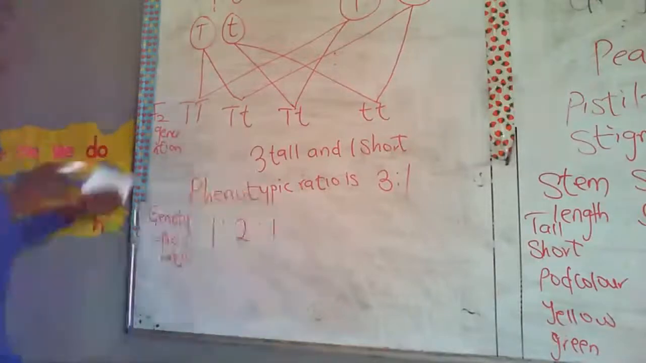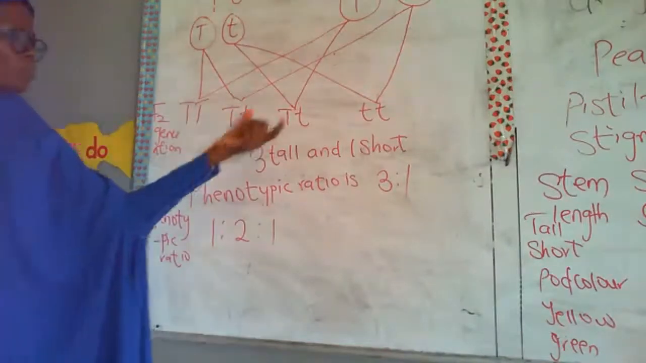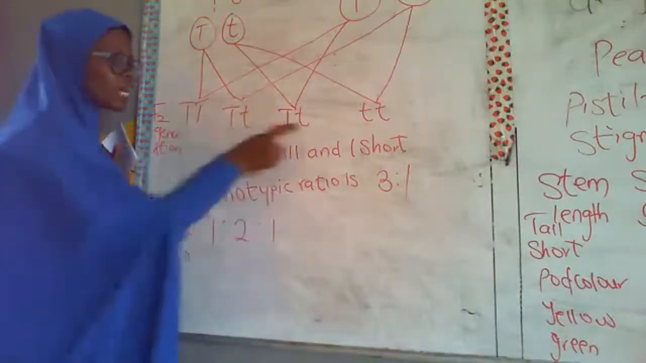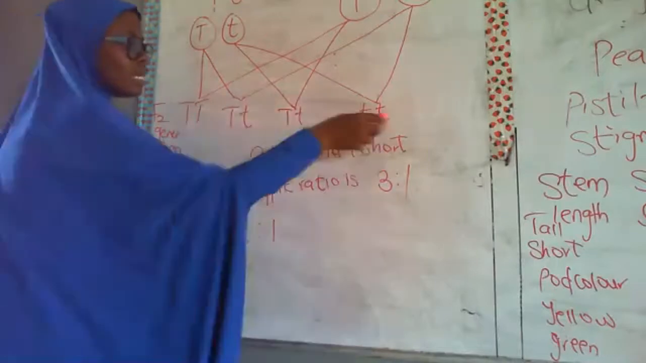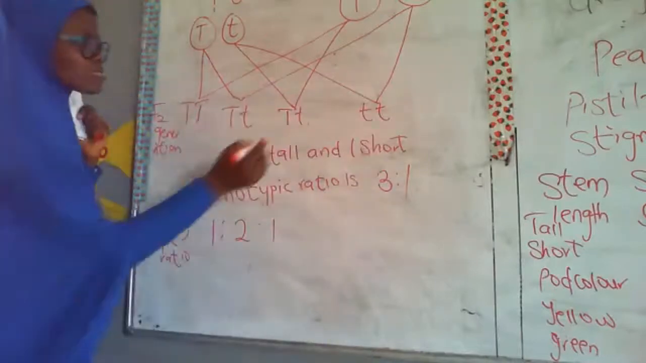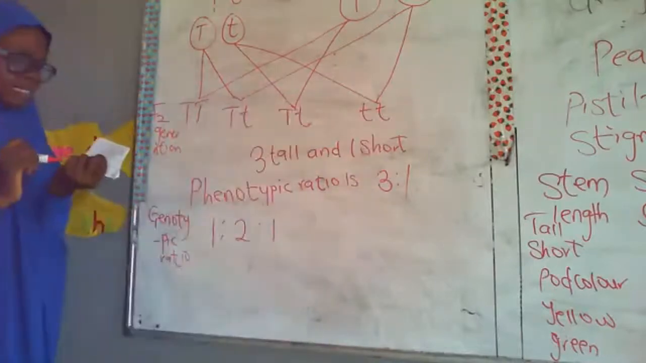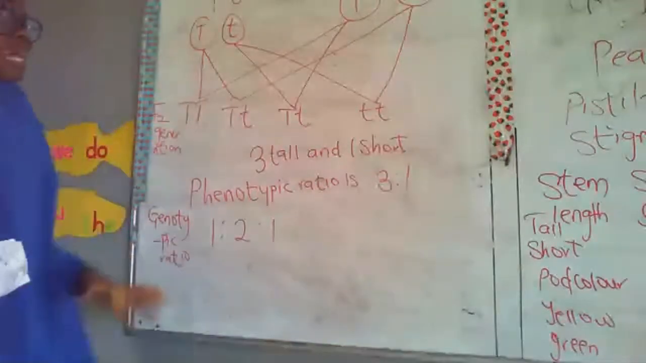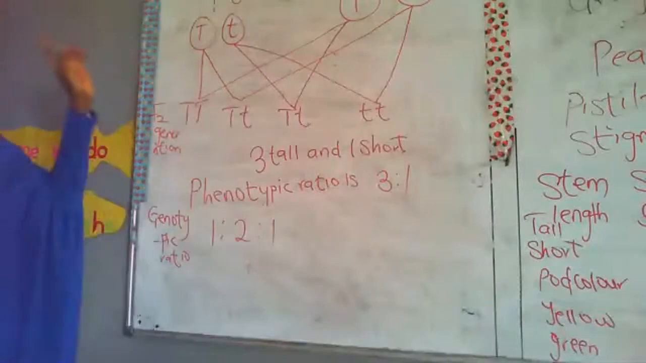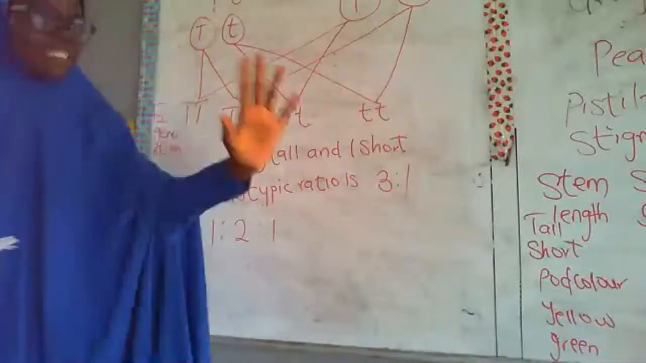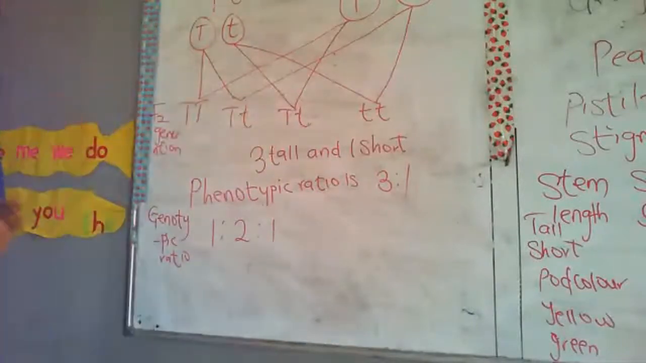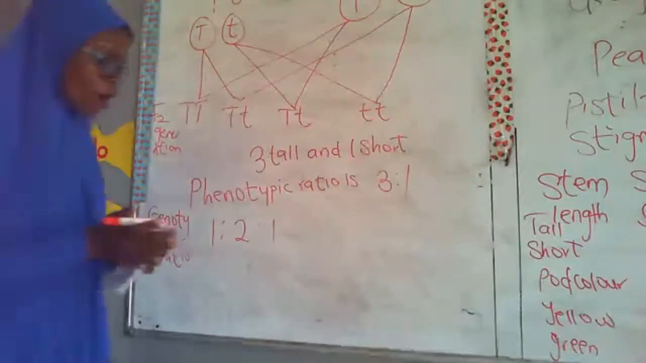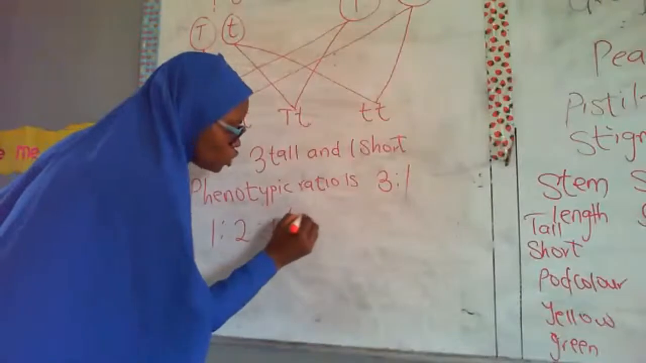But this is the phenotypic ratio, and this one is the homozygous allele, heterozygous allele, then homozygous recessive. Do you understand? Now, what Mendel did led to Mendel's first law of genetics. So Mendel's first law of genetics is the law of segregation of genes.